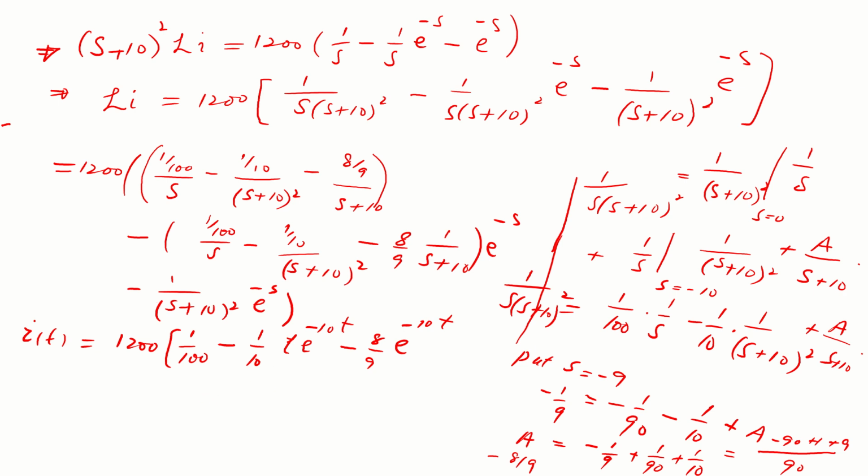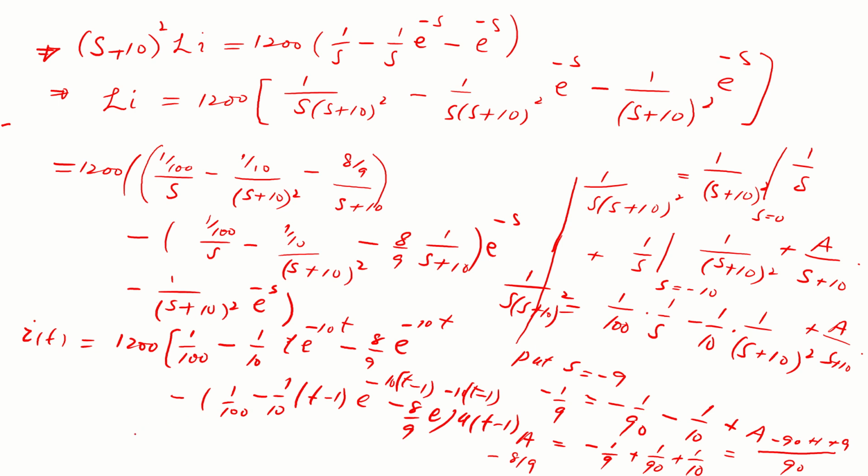The same thing with e power minus s, so that will give you what? Minus 1 by 100, 1 by 10, it's t minus 1, e power minus 10 (t minus 1), minus 8 by 9, e power minus 10 (t minus 1), and then you would simply write with it u(t minus 1). That's a unit step function.